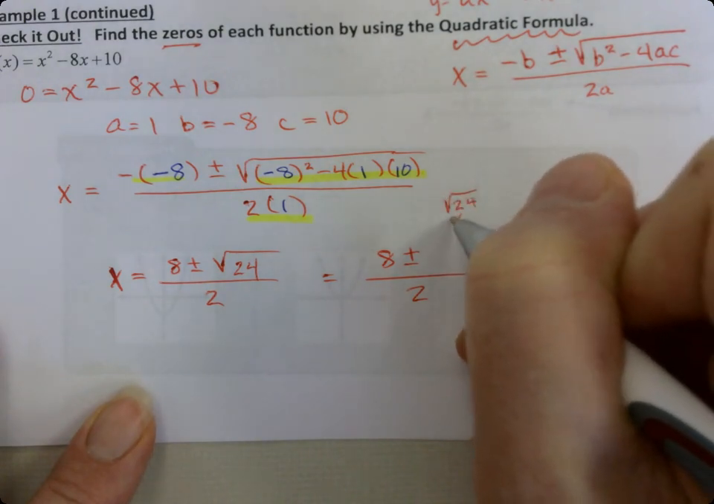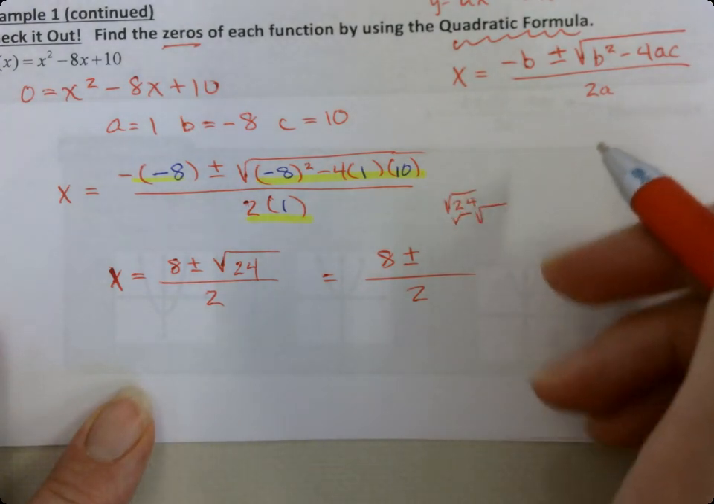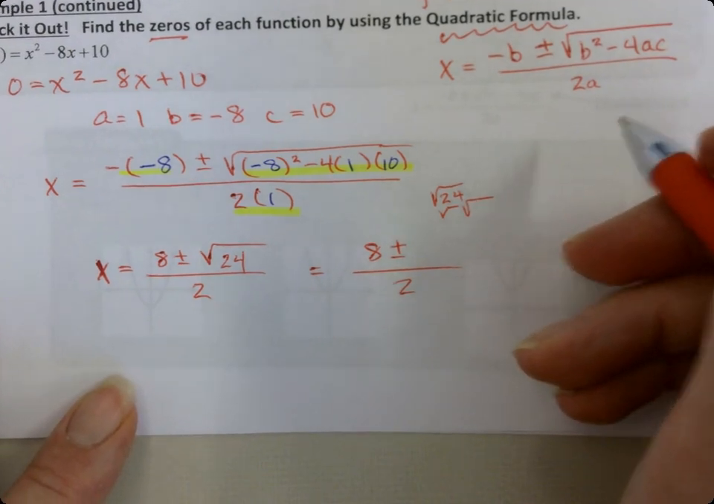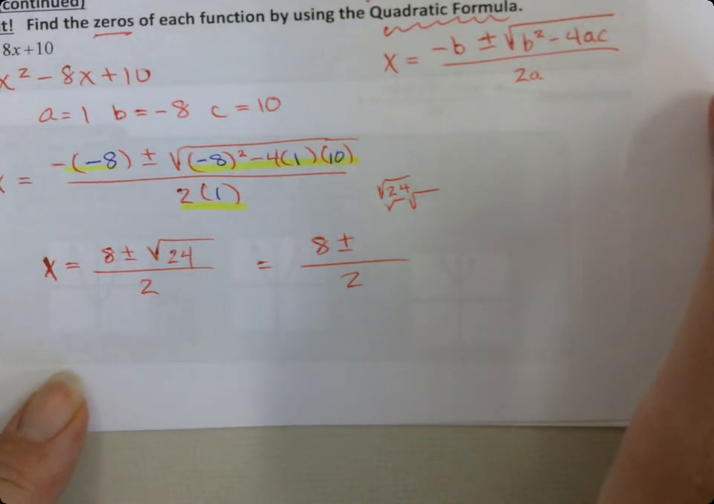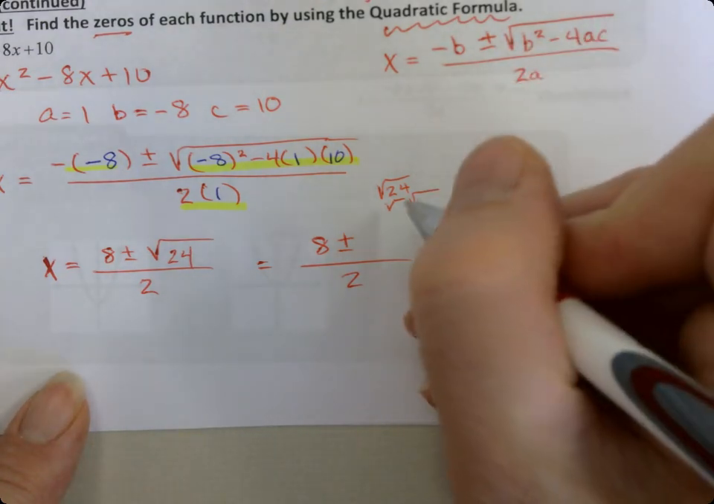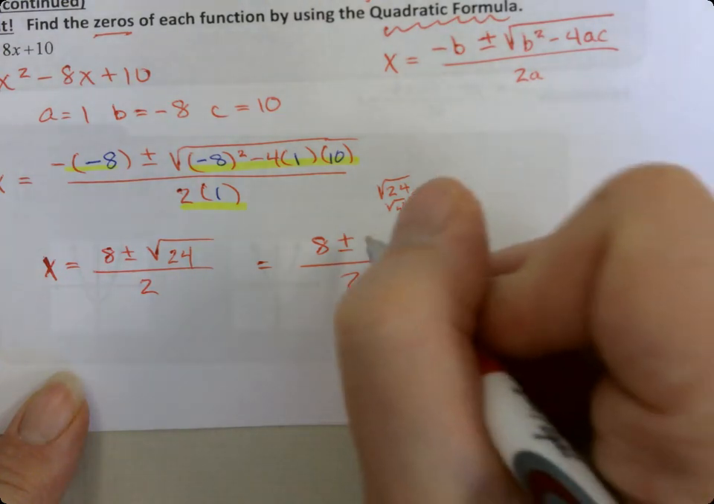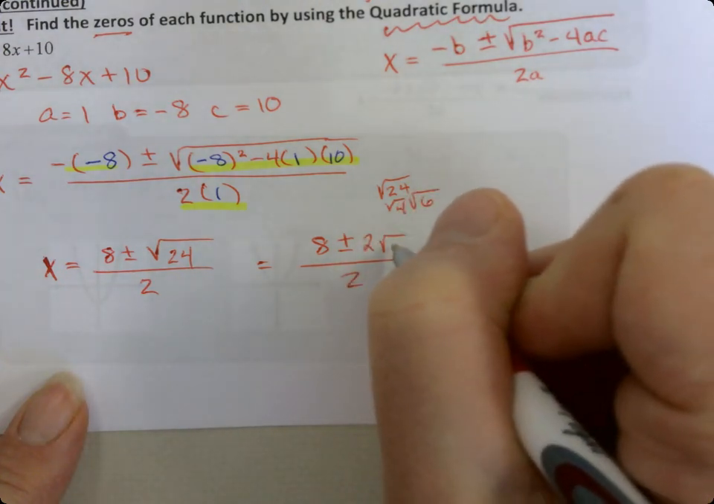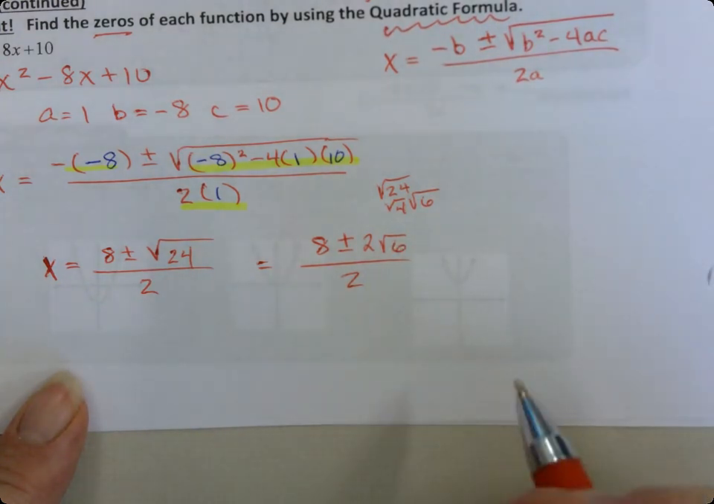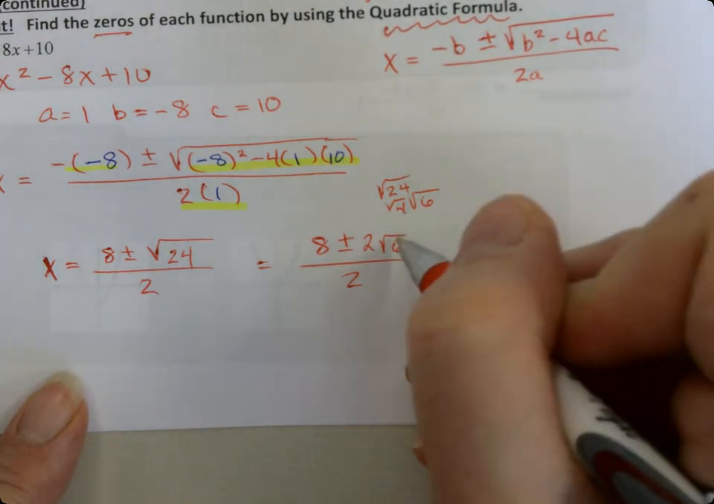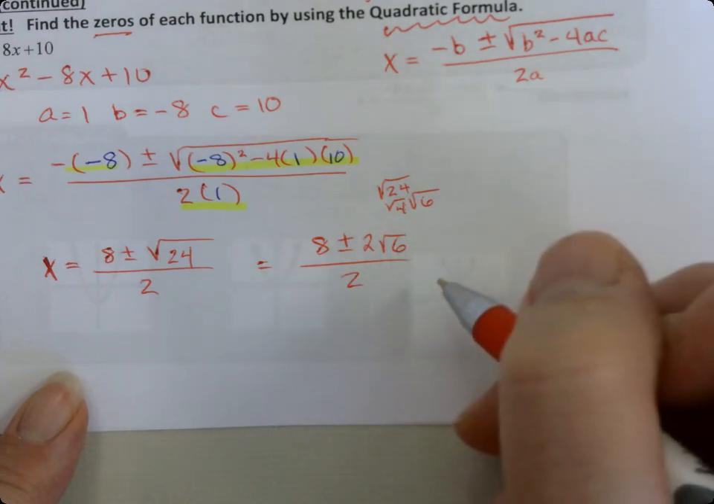So what is your perfect square going into 24? What's a perfect square that divides into 24? 4 times 6. So this should be 2 square root of 6. What's underneath the root sign is locked in. We can't break it down. We can't reduce it anymore.